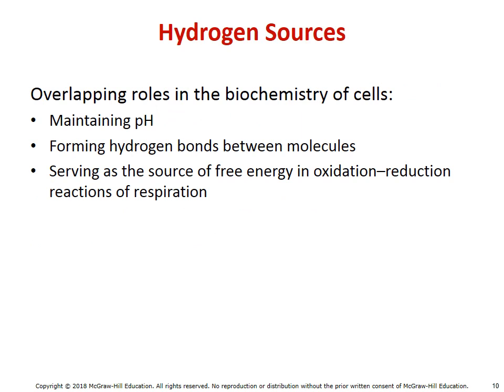Hydrogen is going to be another very important resource. Again, hydrogen used in water, which we've already stressed is very, very abundant in the cell, but it's also used to do things like hydrogen bonds. It's also a big player in pH, as well as things like the oxidation reduction reactions necessary for respiration.